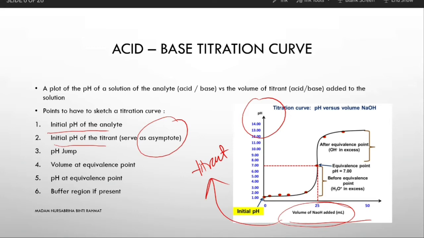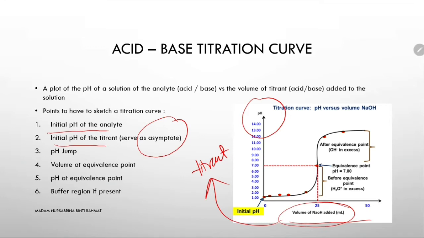Then you need to understand the pH jump, which is the pH range. Next is the volume of titrant required at the equivalence point. Then the pH at the equivalence point depends on what kind of salt is forming, either acidic, neutral, or basic. And lastly, whether a buffer region is present. The buffer region will only be present if we use a weak acid or weak base in the titration.